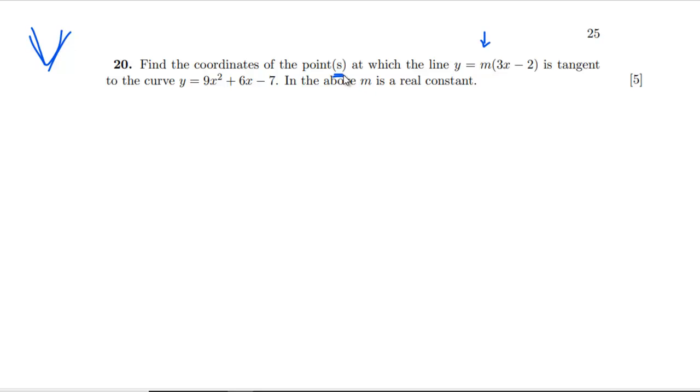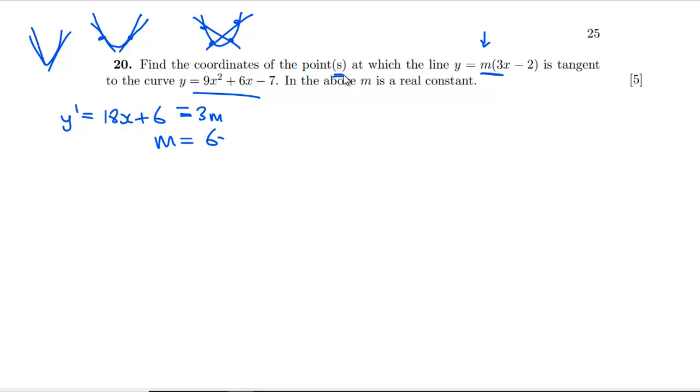So there's going to be a couple of features of this. If we've got this quadratic, we need the gradients to be the same, and we also need to make sure we're not getting these sorts of things. We need to have just 2 intersection points, not 4 intersection points. So these are the things that we're looking for when they turn up in our solution. So let's start with a gradient thing then. So y dash is going to be 18x plus 6. And that has got to be equal to the gradient of this, which is 3m. That's an equals. So that means that m is going to be equal to 6x plus 2.